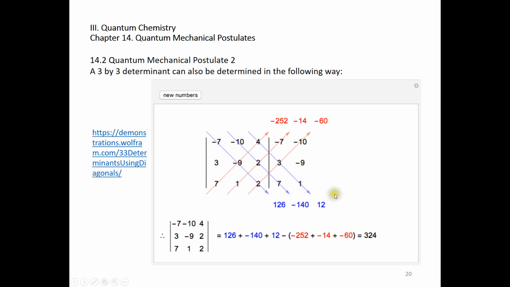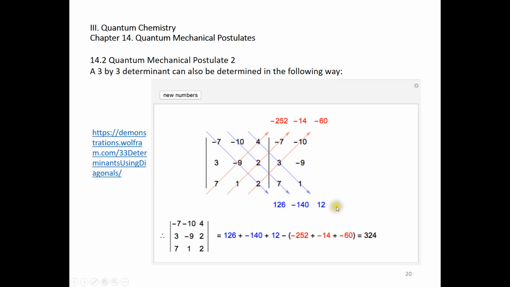Now you need to draw 6 arrows. 3 arrows this direction, 3 arrows the other direction. The 3 blue arrows will be positive. So you're going to do negative 7 times negative 9 times 2. You get positive 126. And you just multiply these three numbers, negative 140. Multiply these three numbers, 12.